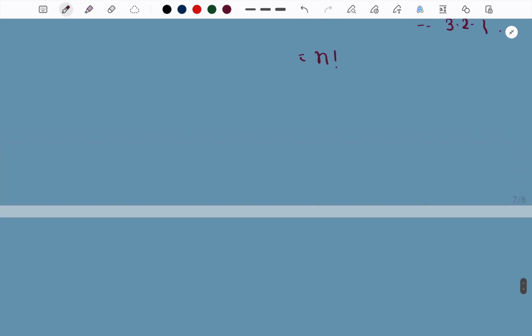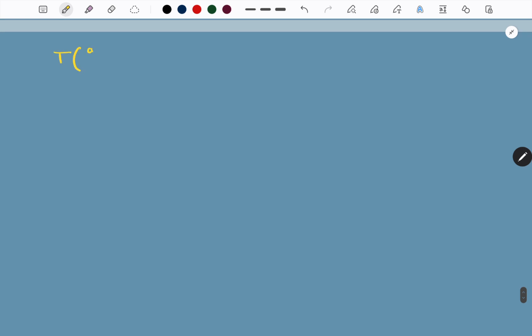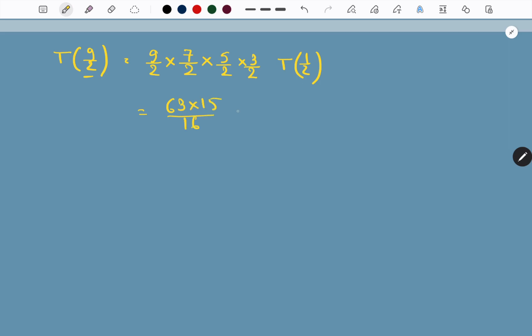So if I write the first question, say tau of 9 by 2. Since it is positive, you can write 9 by 2 into 9 by 2 minus 1, that is 7 by 2, into 7 by 2 minus 1, that is 5 by 2, then 3 by 2, and then you will write tau of 1 by 2. Now what is this? It will be 9 times 7 is 63, that is 63 into 15 divided by 16, and tau of 1 by 2 we have proved earlier that it is equal to root pi. So the answer will be this.